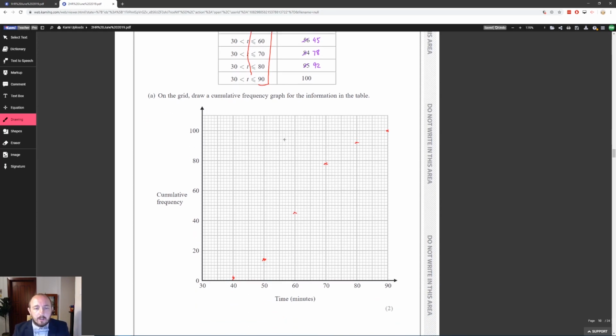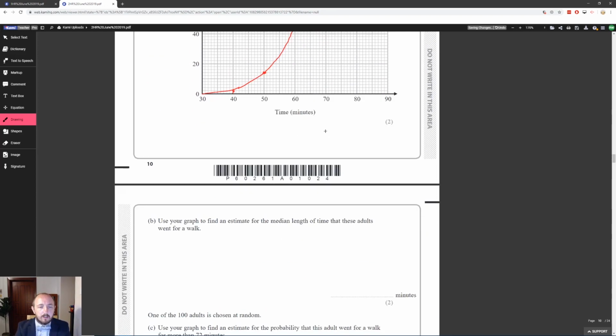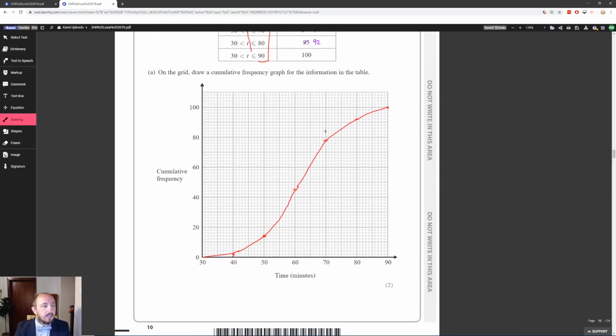So you would try and draw a smooth curve between these. That's not easy on here. So something like that, and we'd try and go through 0 there. Use your graph for the median. So the median would be going across at half of 100, that would be there. And that is coming down at 62.